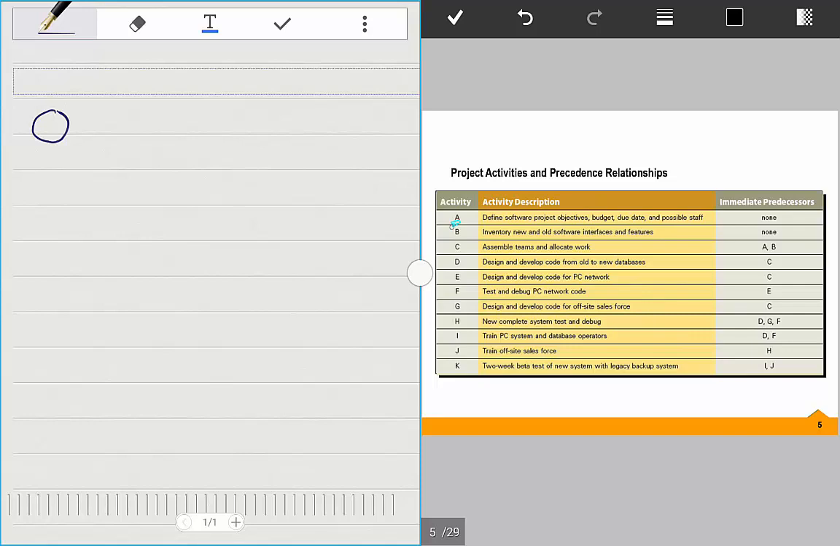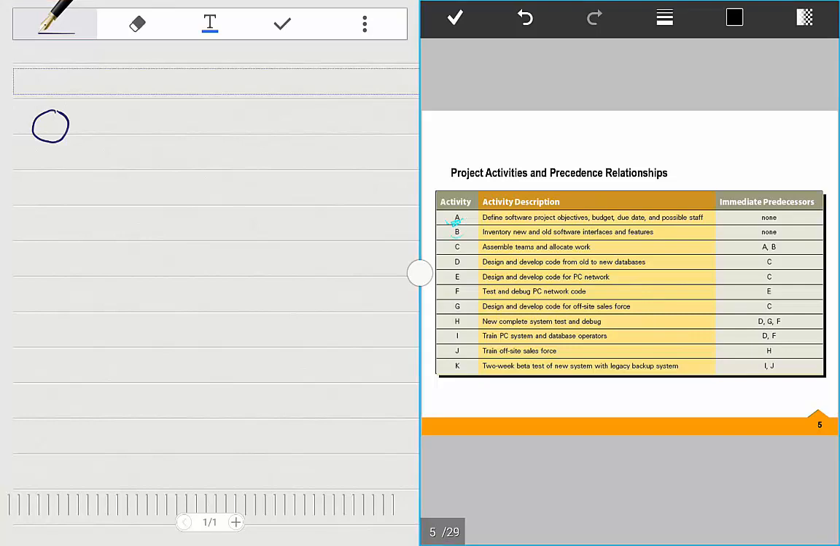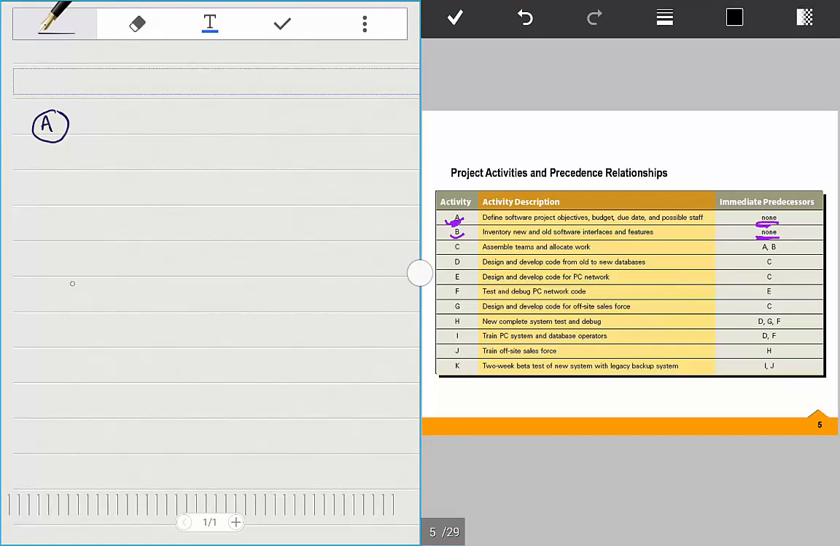Here activity A and activity B don't have predecessors, right? There are no predecessors. So we can get started on them right away. There is nothing we have to complete to get started on A or B.